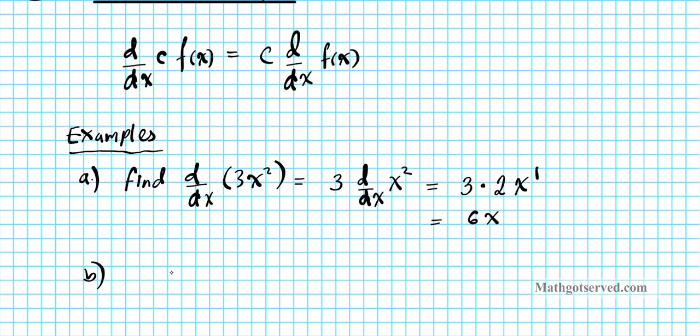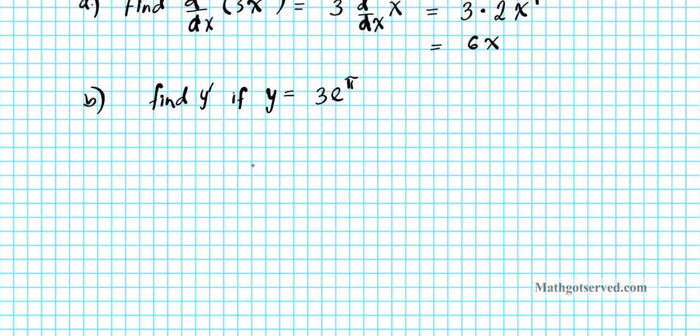Let's have you find y prime if y equals 3e to the pi. Okay? Alright, so let's go ahead and do this. So y prime is basically the derivative of 3e to the pi. Okay? Alright, so first thing we want to do is factor out the constant. So what's the constant here? Wait a minute, the whole thing is a constant, right? So there's nothing to factor out.